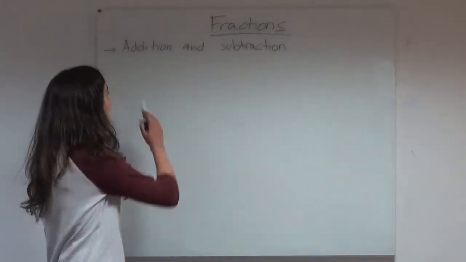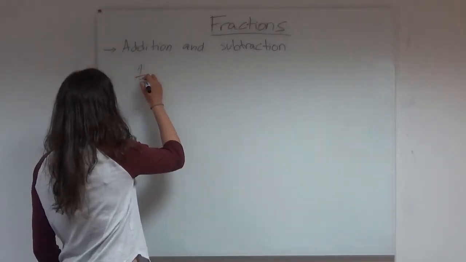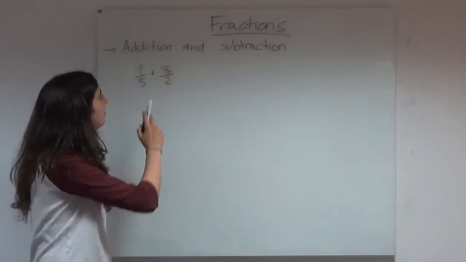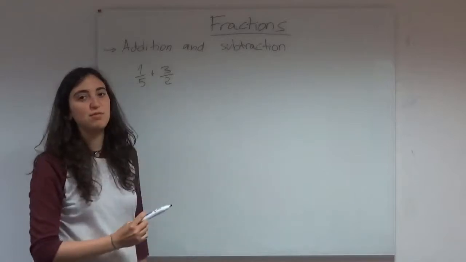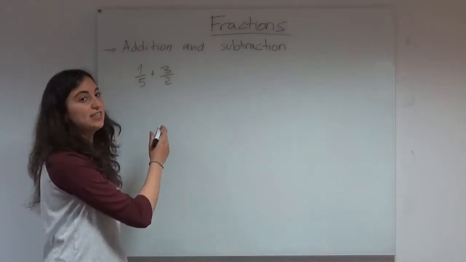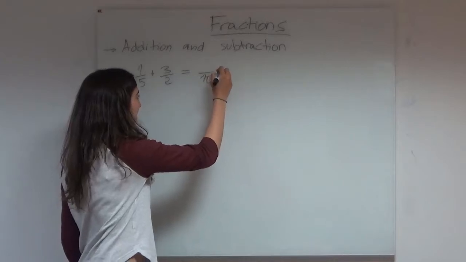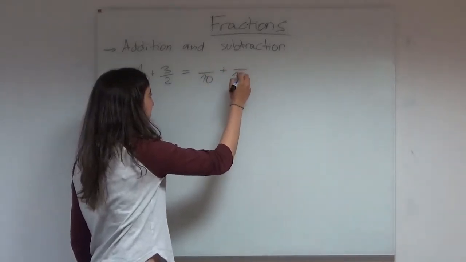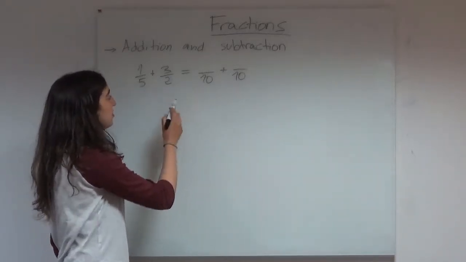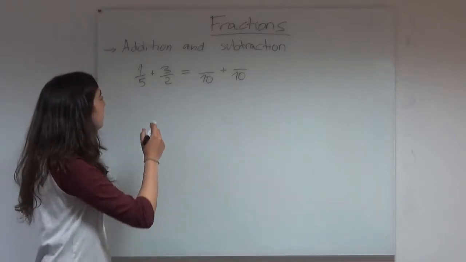So now for the last bit, for addition and subtraction, if we have a fifth plus 3 halves, for adding and subtracting fractions, what we need is to find the lowest common multiple. So in this case, this would be 10. So what we do is we transform both fractions to make the denominator 10. So if this 5 goes to a 10, this means that we've multiplied by 2. So then we have to multiply the numerator as well by 2.